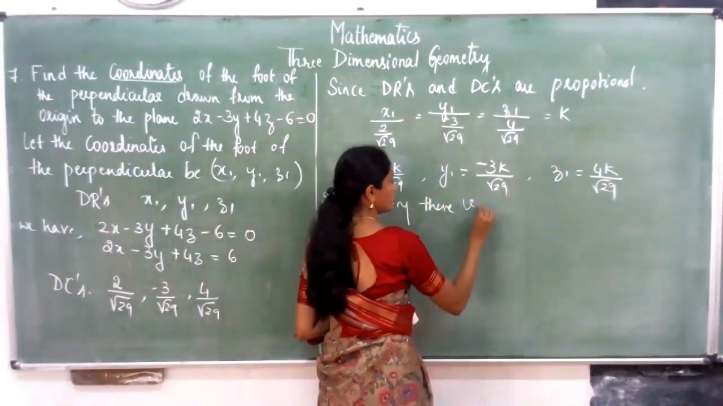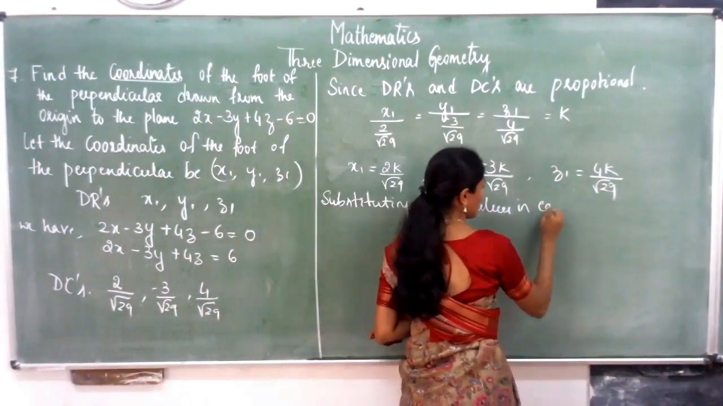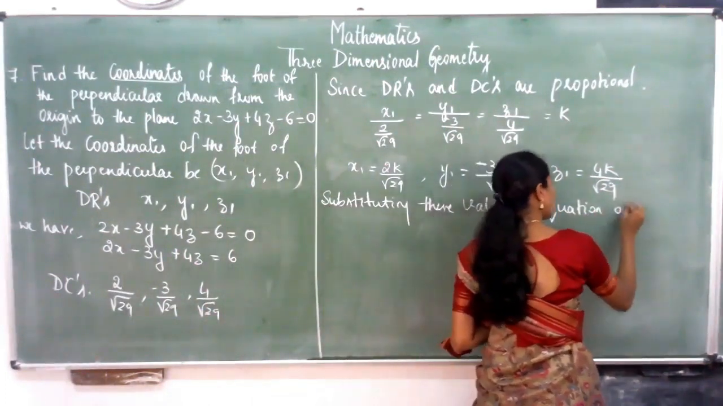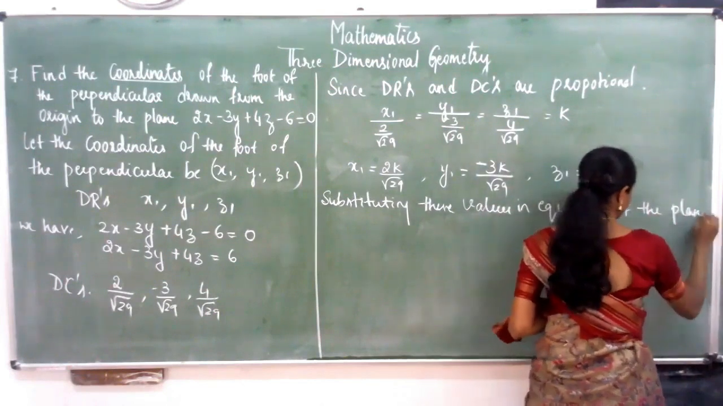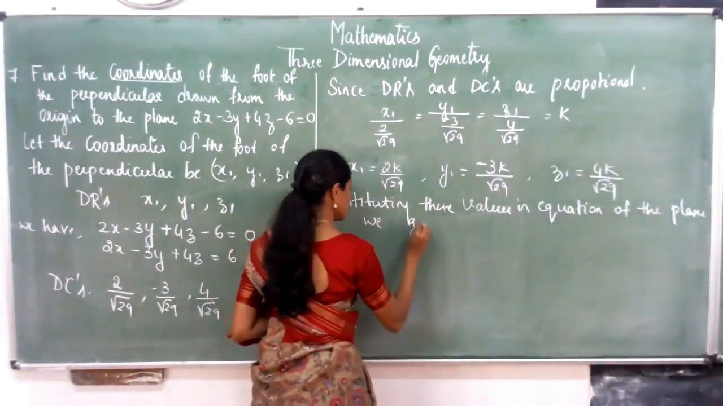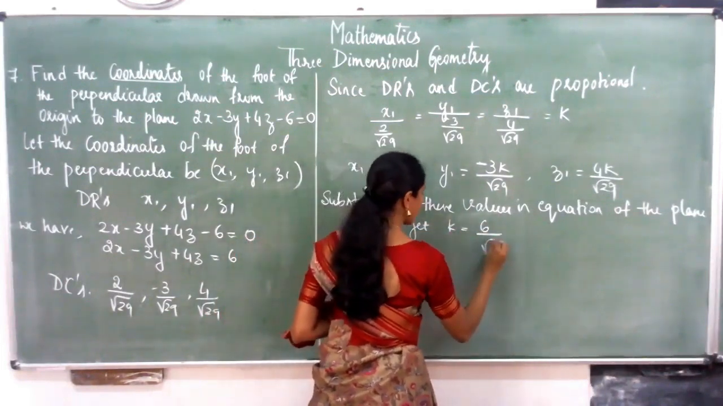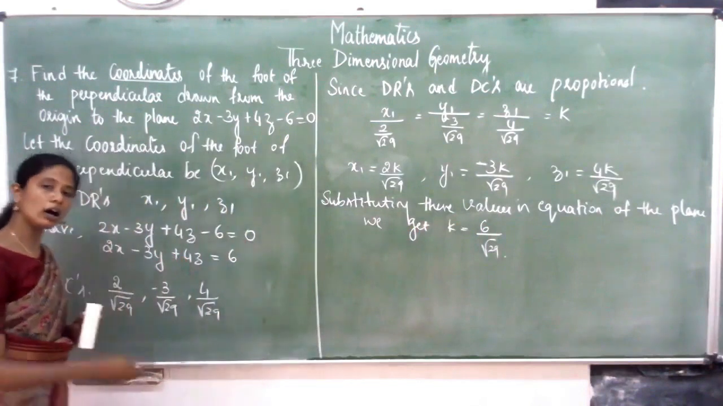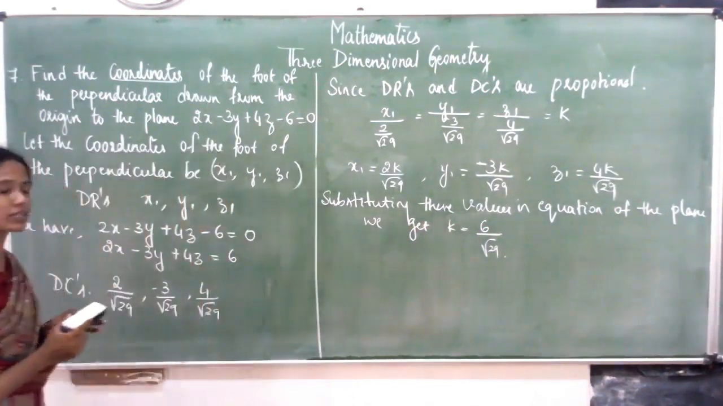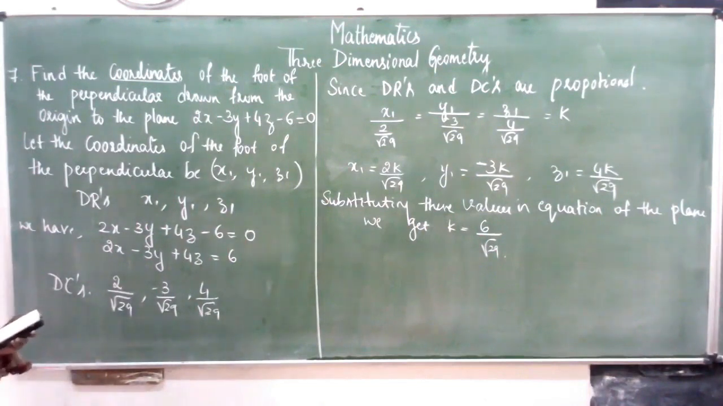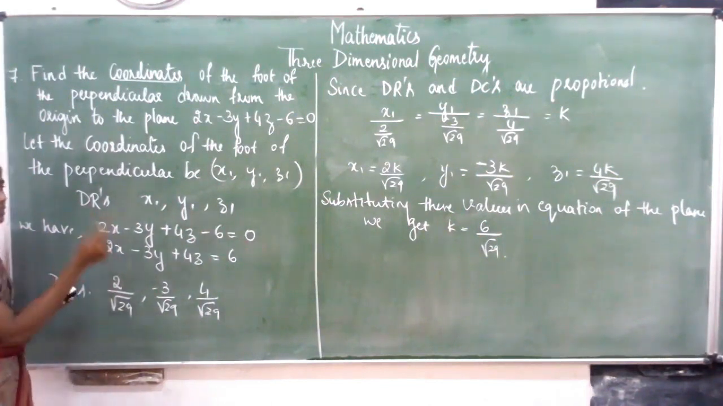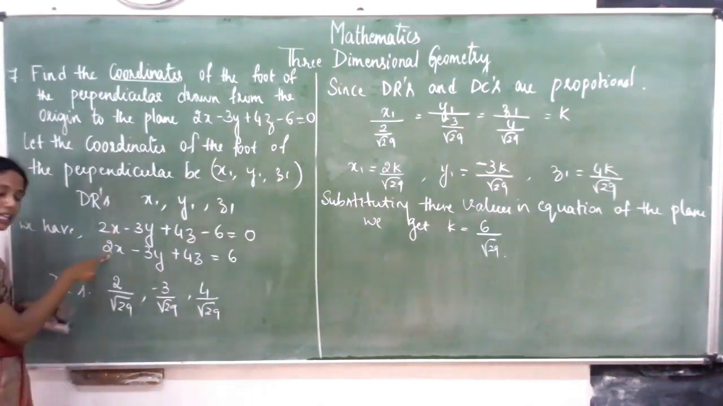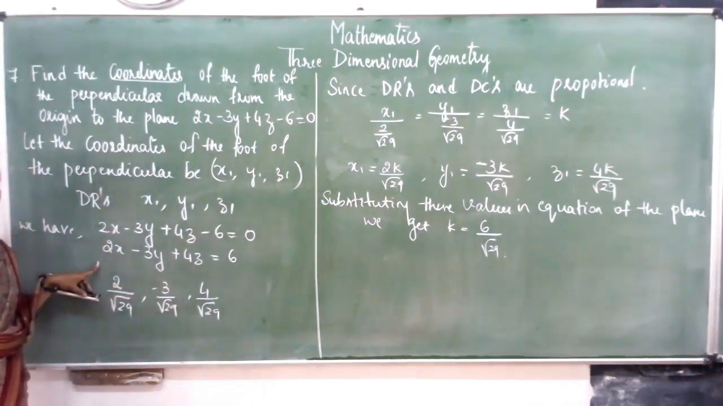So, substituting these values in the equation of the plane, we get k is equal to 6 by root 29. Now, how did we get k is equal to 6 by root 29? See, x1, y1, z1 is also a point on this plane. So it satisfies the equation of the plane. Once it is satisfying the equation of the plane, I can substitute the values of x1, y1, z1 in the place of x, y, z in order to find the k value.